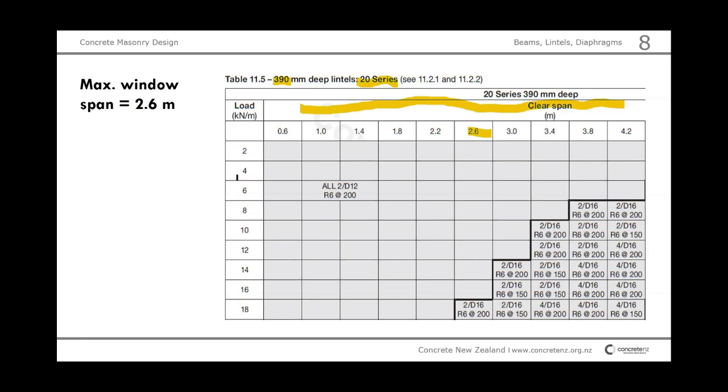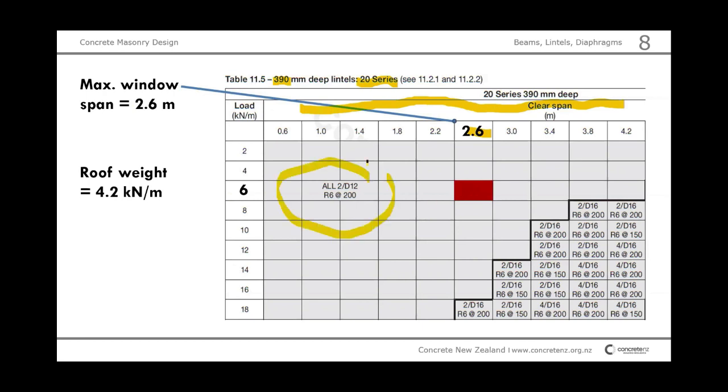We may sometimes have to interpolate, but actually it's not necessary because we have the load, 4.2 kilonewton per meter. We could assume it's 6. So we are here, and everything in this gray area would be the same. We know the measurements: 390 millimeter tall, 190 millimeter wide, and the reinforcement here would be 2D12s with R6 stirrups, each 200 millimeter.